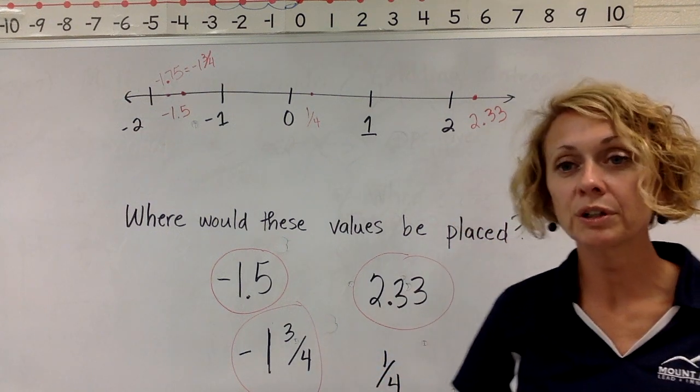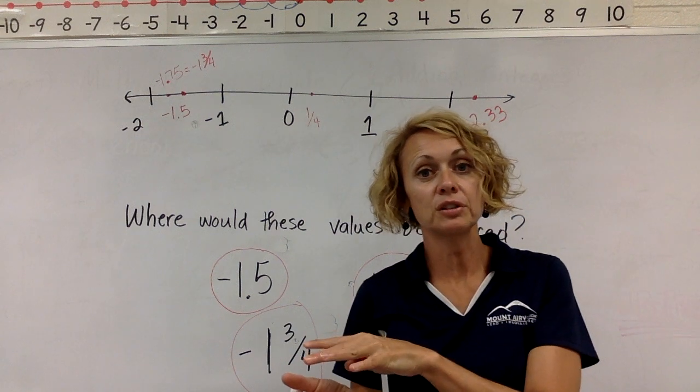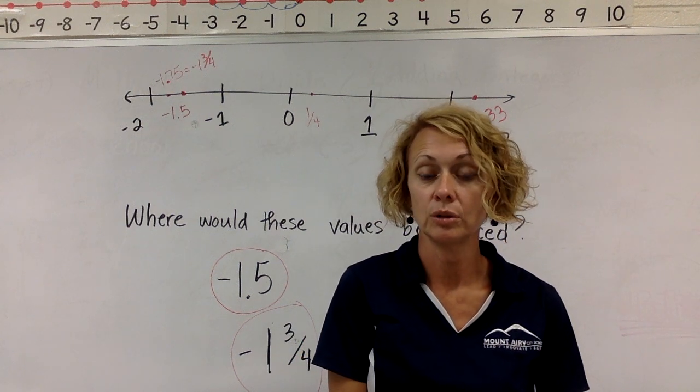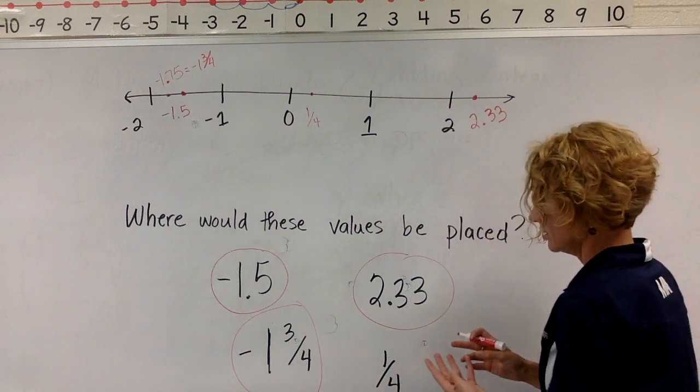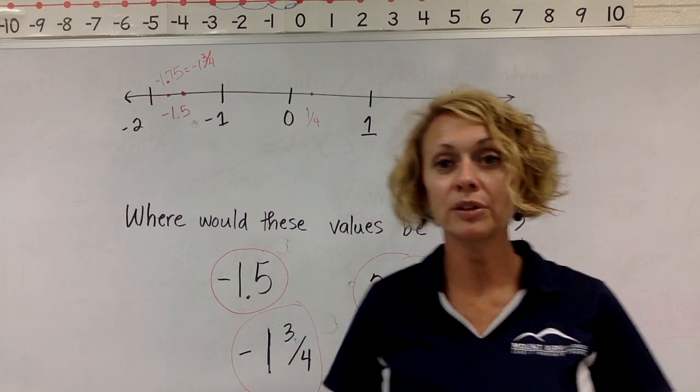When you're ordering rational numbers or you're placing them on the number line, remember that if they're given to you as a fraction, you could change them to a decimal. But if they're given to you as a decimal, you might want to think about them as a fraction. Remember that you can do all that.